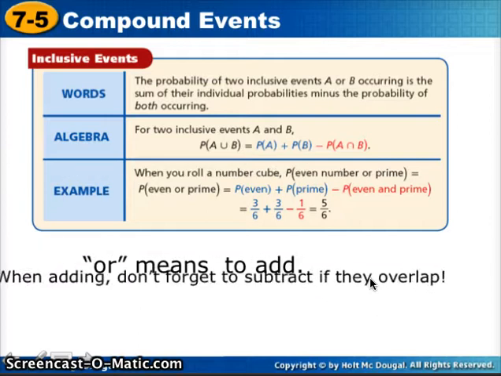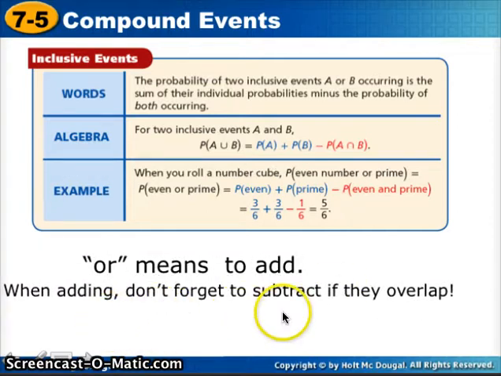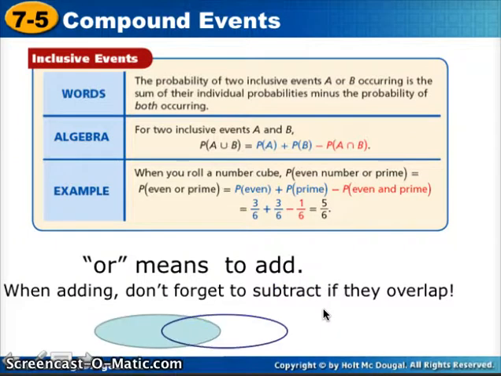Okay, so when you are adding, don't forget to subtract if the events that you're adding both happen at the same time. So if we have two circles and we're trying to find the probability of the green circle plus the probability of the blue circle, you have to subtract out the place where the two circles overlap.